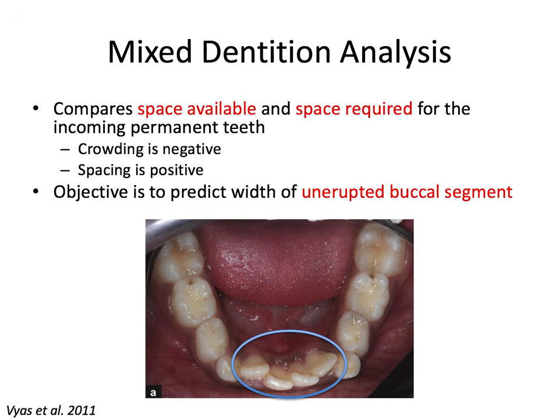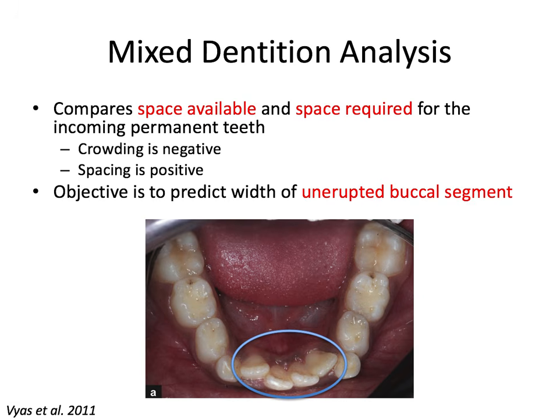Because crowding is really just a math problem comparing arch dimension and tooth dimension. So that's really all this boils down to, crowding as a math equation, looking at arch dimension, how much space we have available for the teeth, and tooth dimension, how much space those teeth will actually consume.